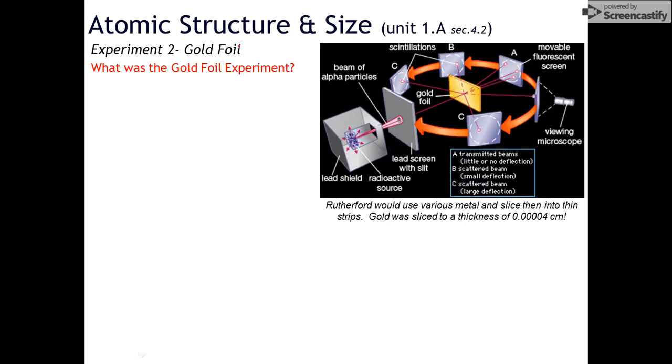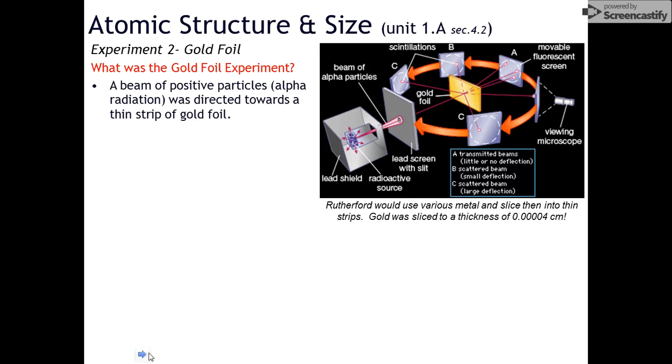Experiment 2 deals with gold foil. So the question is, what was the gold foil experiment? The gold foil experiment used radioactive substances. I'm not going to go too deeply into what radiation is, just this idea that a rock can push out and shoot out positive particles.